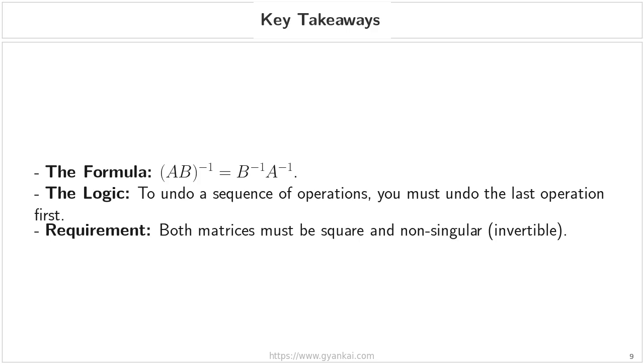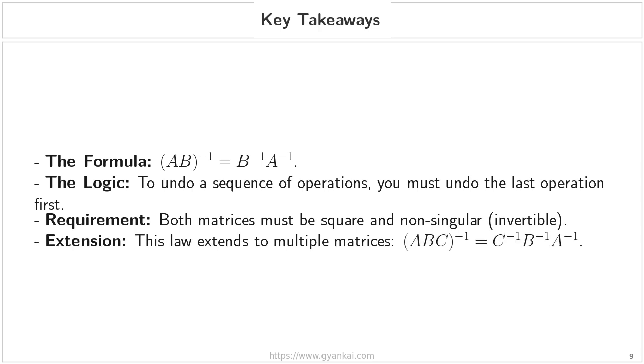However, there is a crucial requirement to keep in mind. This law only works if both matrices are square and non-singular. As we saw in our numerical examples, if the determinant of either matrix is 0, the inverse simply doesn't exist, and the law cannot be applied.